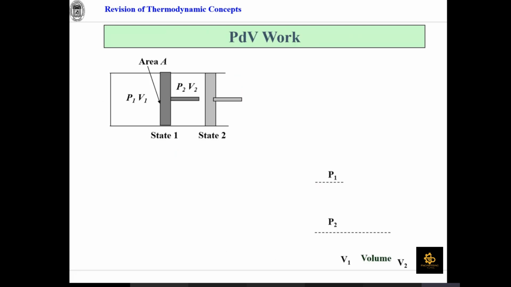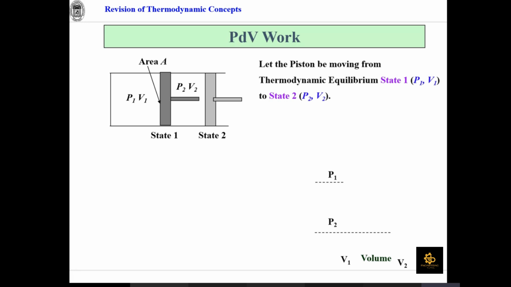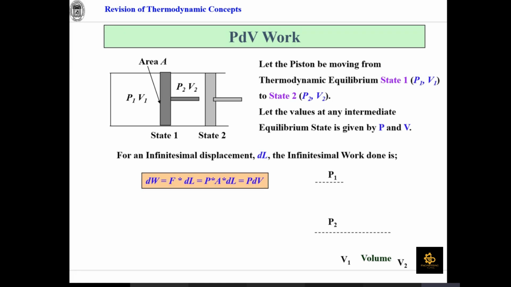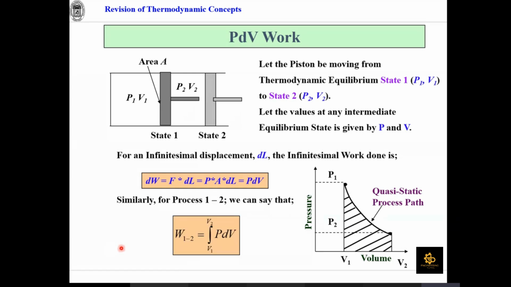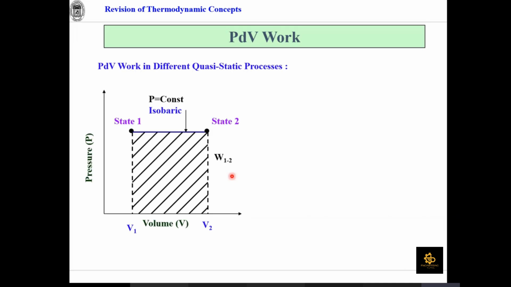Then there is the term work done. Whenever we are talking about work done from state 1 to state 2, we have to draw some PV diagrams, and you already know that the area under this curve is the work done. This is how we define work done from state 1 to state 2, and it is equal to this relation, which comes from the area under the curve. This is the most familiar work done equation.